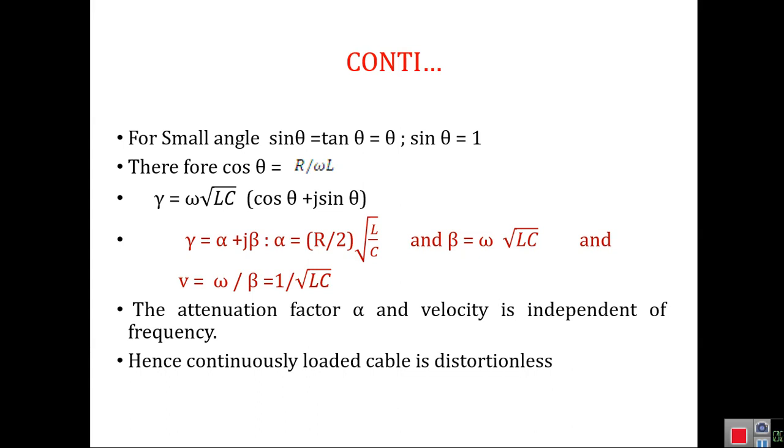So by making this line using continuous loading, the attenuation factor alpha and velocity are independent of frequency. This is the purpose. By making these values independent of frequency, automatically this line will become a distortionless line. So a continuously loaded cable is a distortionless line.